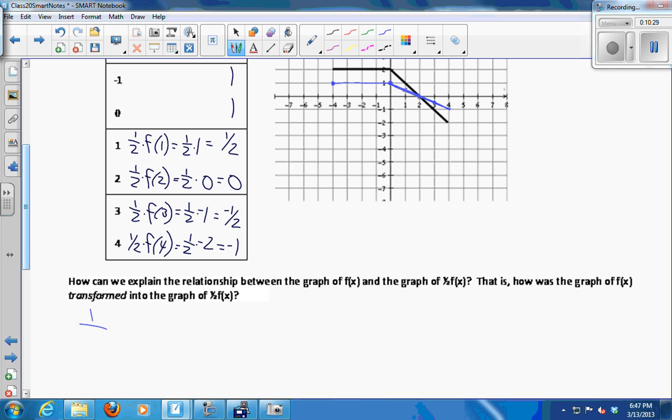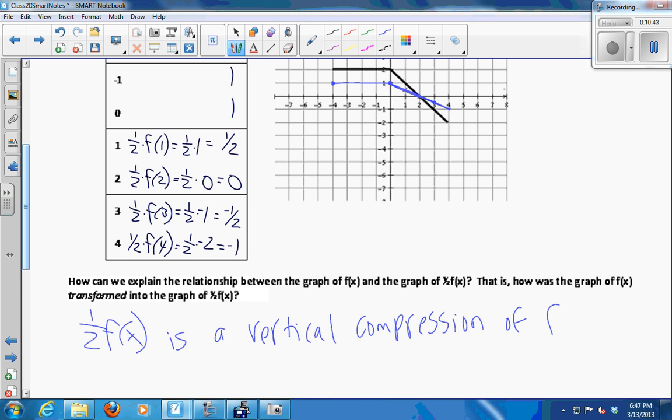So in this case, 1/2 f of x is a vertical compression of f of x by a factor of 1/2.